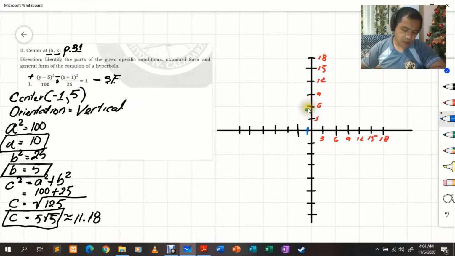Now, mula sa center, kailangan natin ang a. Since si a is naka y, nasa y-axis tayo for the a. a daw is 10. So, from 5, angat tayo ng 10. So, that will be 15. From 5, baba tayo ng 10. That will be, so this is 3, 6, negative 5.